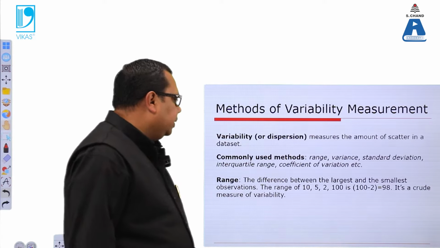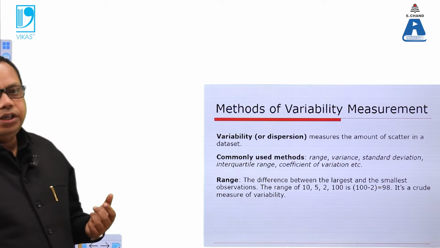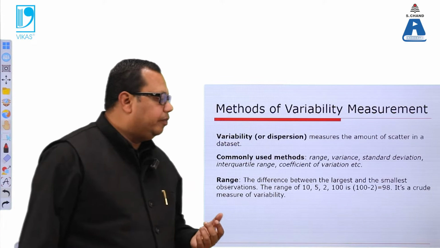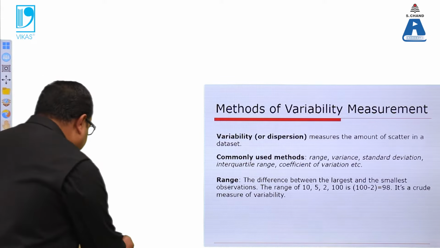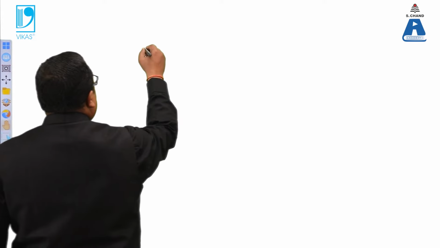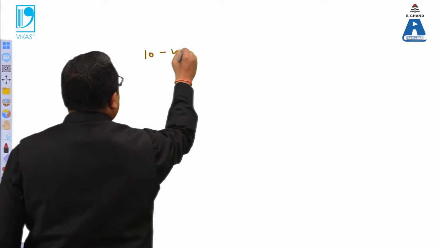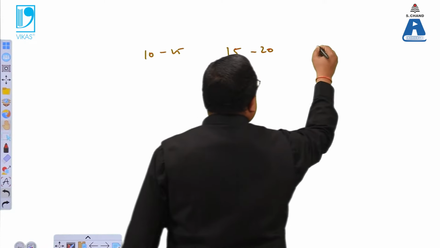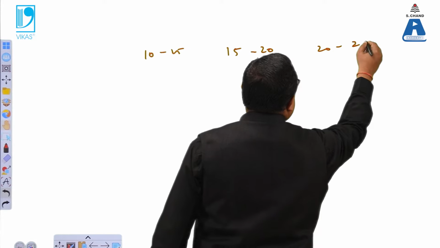The range is basically the lower limit that we take and the highest, the upper limit. Suppose I break this into categories 10 to 15, 15 to 20, 20 to 25.